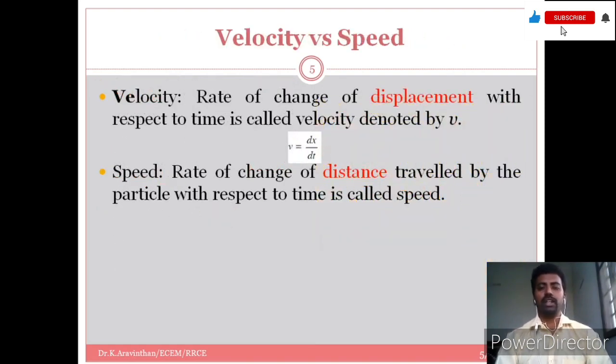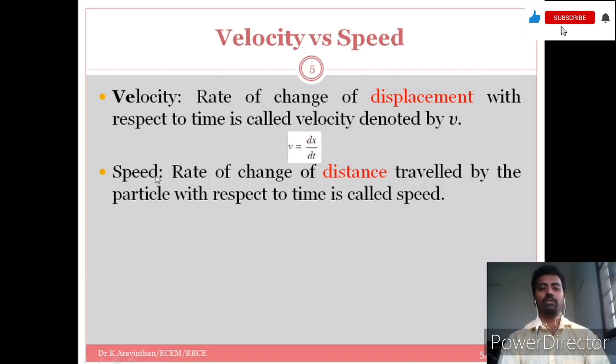Next thing is velocity and speed. Here a single component is being varied for these two concepts. For velocity, if you consider only displacement, that is, you are not considering the path of travel, then it is known as velocity. The rate of change of displacement with respect to time is called velocity, and it is indicated by v. So if you differentiate a particular distance, x here, with respect to dt, here t is known as time, then you will be getting velocity.